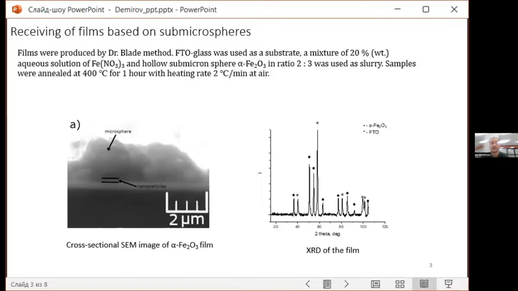So XRD patterns for this film showed that the particles didn't change their phase composition, and additional peaks correspond to tin oxide, which acts as a conductive layer.